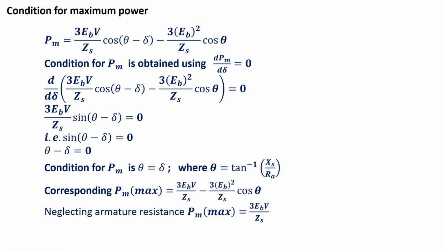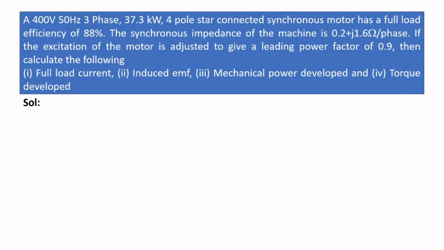Now let's solve a simple problem in order to see all these things which we discussed so far. A 400 volt, 50 Hz, 3-phase, 37.3 kilowatt, 4-pole star connected synchronous motor has a full load efficiency of 88%. The synchronous impedance of the machine is 0.2 plus j1.6 ohm per phase. If the excitation of the motor is adjusted to give a leading power factor of 0.9, then calculate the following: first of all, full load current, then induced EMF, then mechanical power developed and torque developed in the machine.